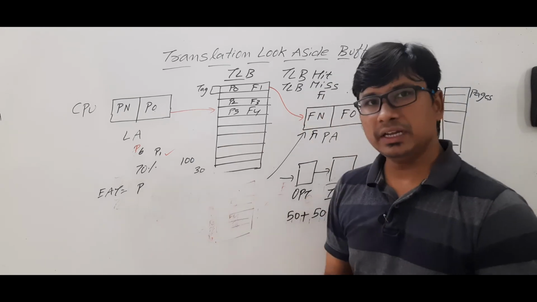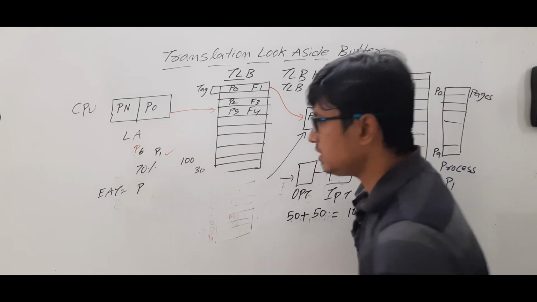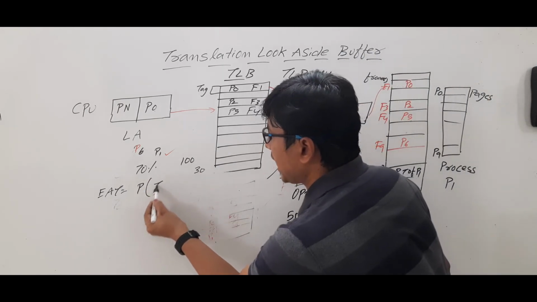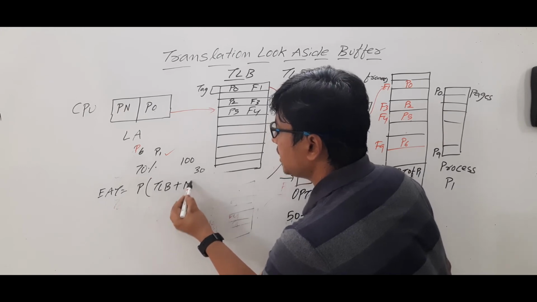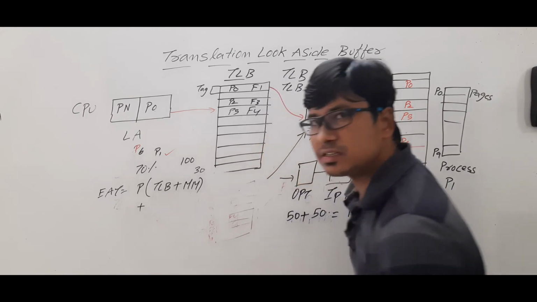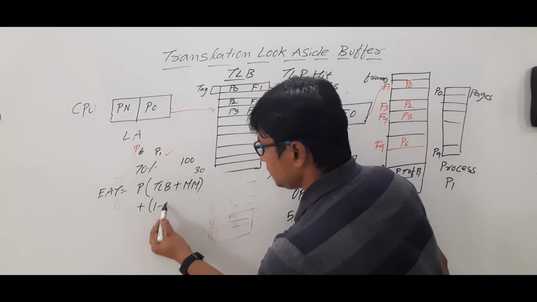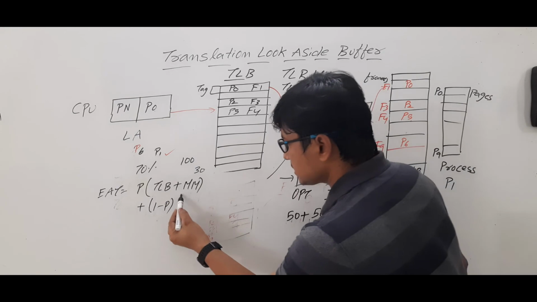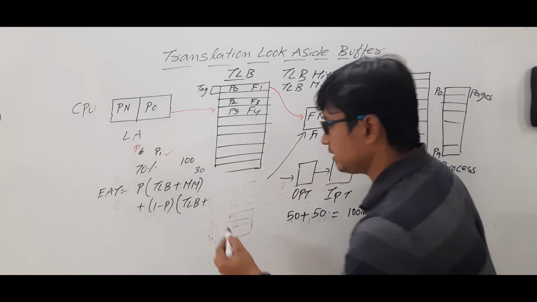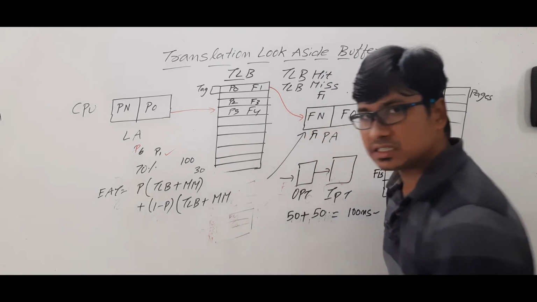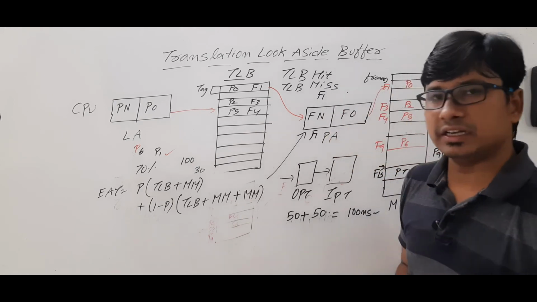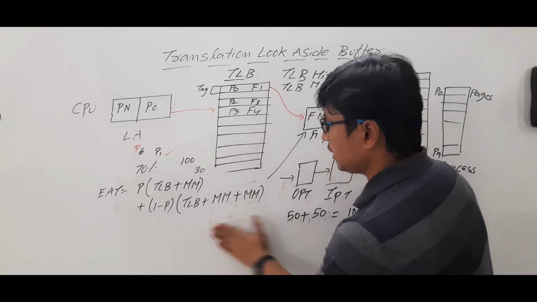So 70 by 100 is the hit. So P times the hit is happening. If a hit is happening, we need to access the TLB once, and then we have to access the main memory once. Is it clear? Plus, if it is a miss, then you need to access the TLB once. If it is single level paging, then a main memory access to access the page table, then a main memory access to access the particular information. Is it clear? I hope you are understanding.